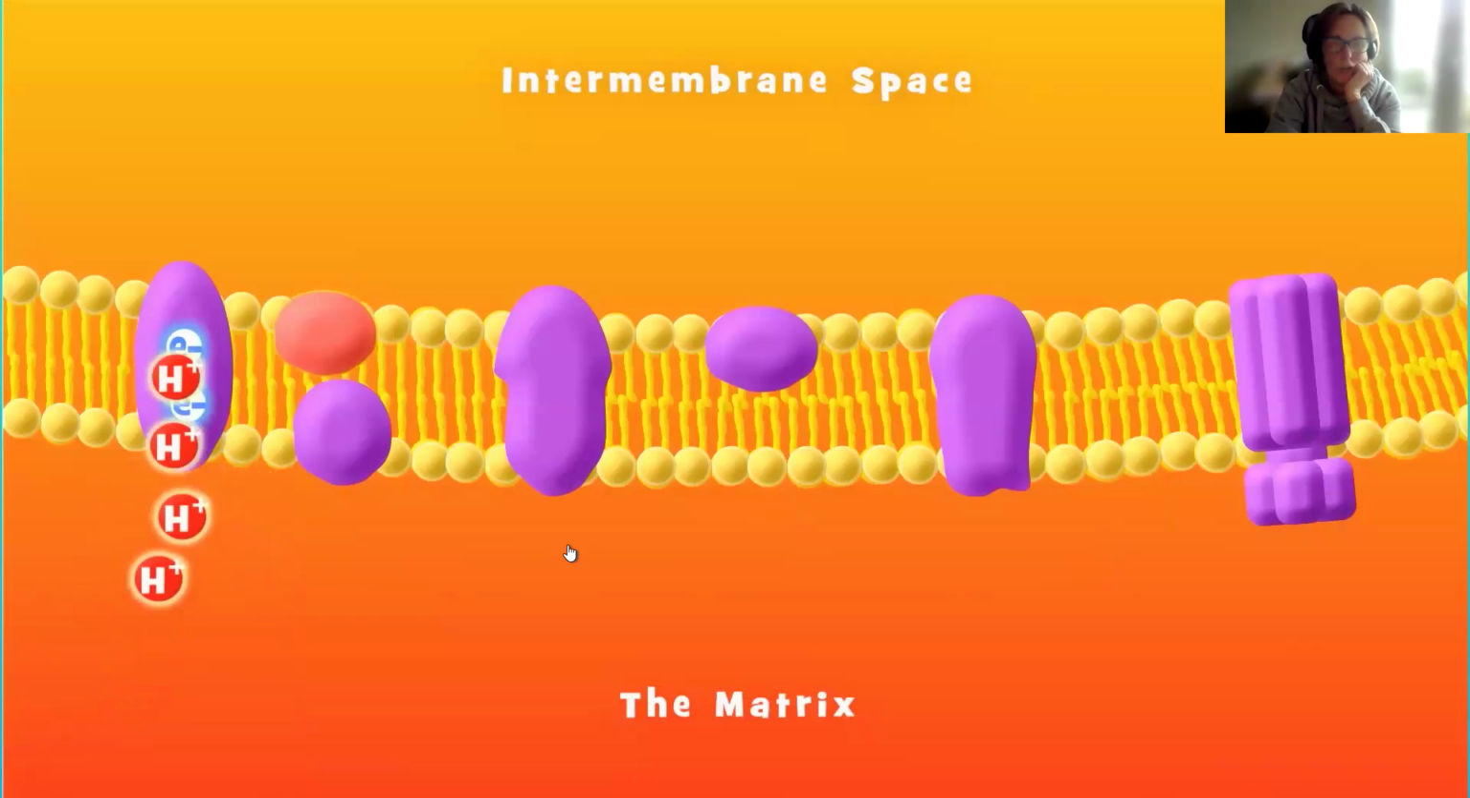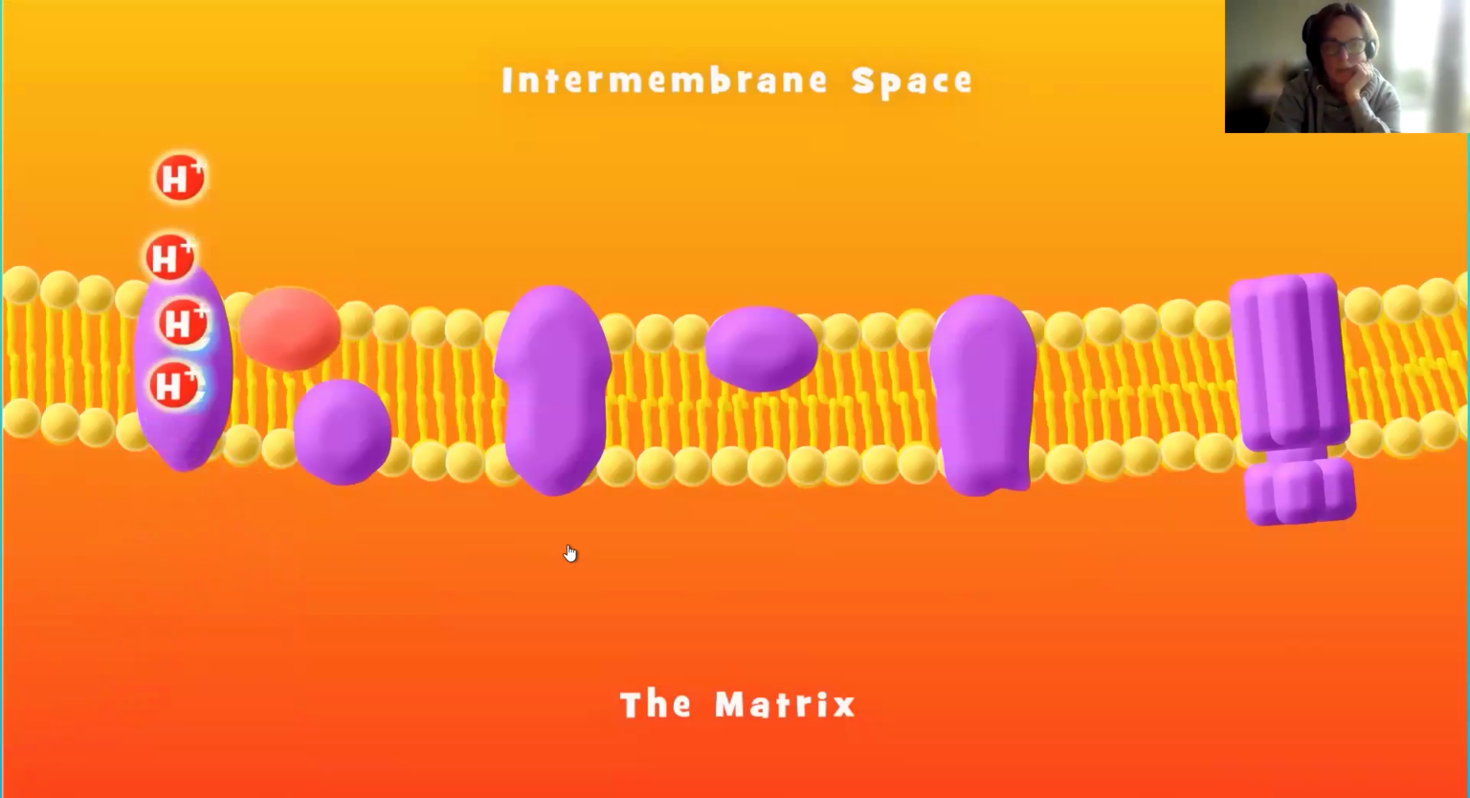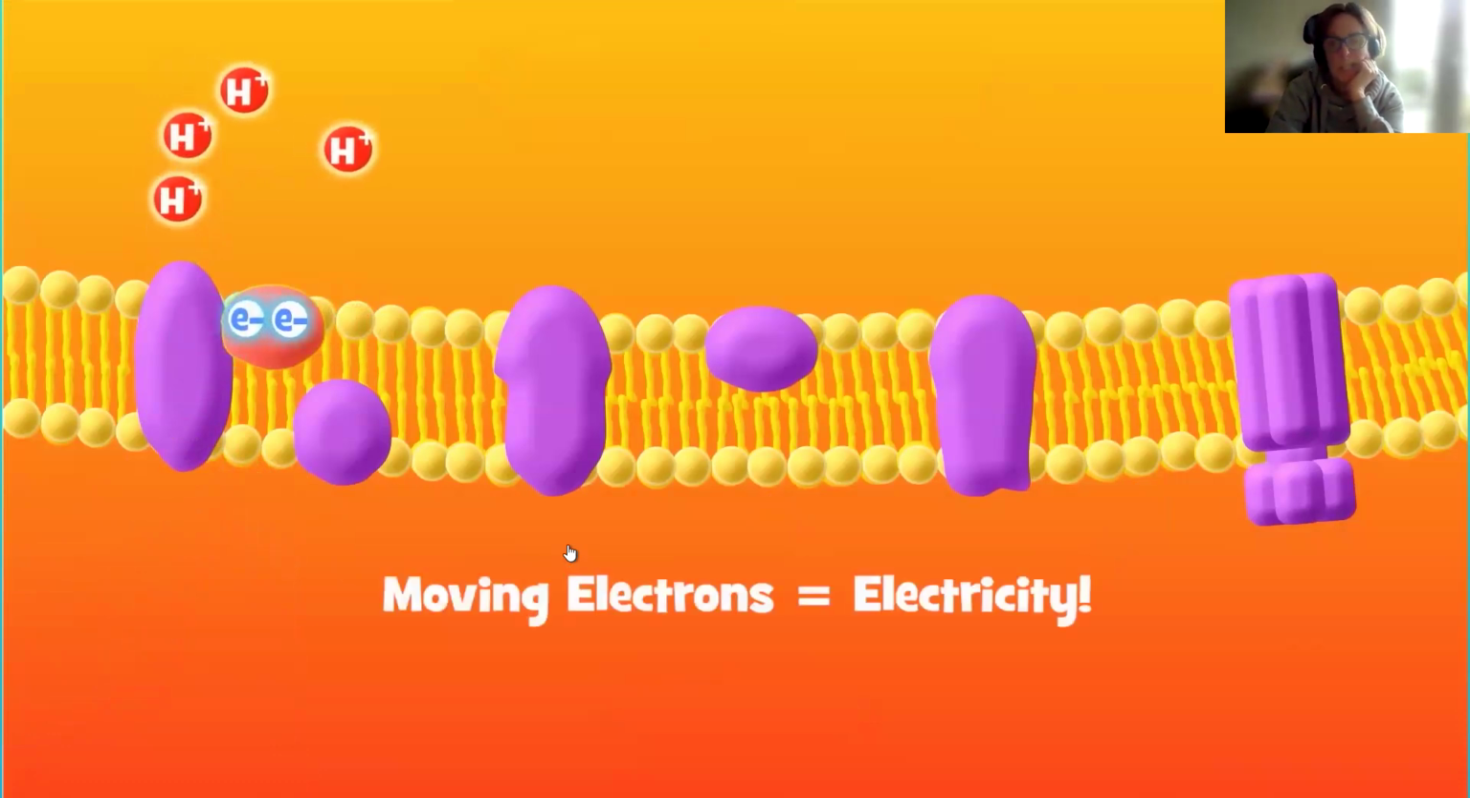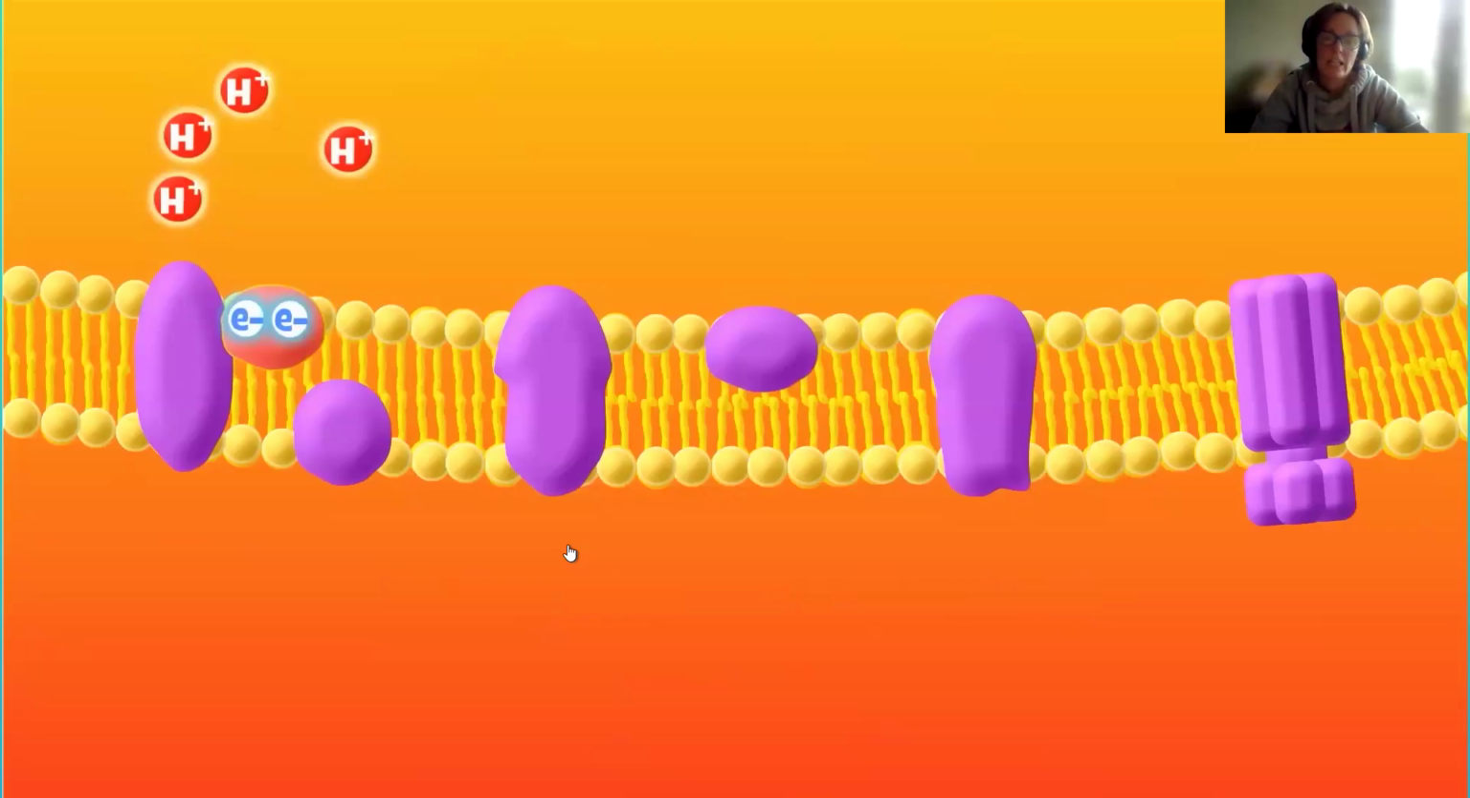You'll notice they're both charged, and those hydrogen ions are flowing across the membrane. The electrons are being transported. This is why it's called the electron transport chain. Moving electrons is essentially like an electric current. That's what a current is, the flow of charged electrons. So we're building up a concentration gradient.